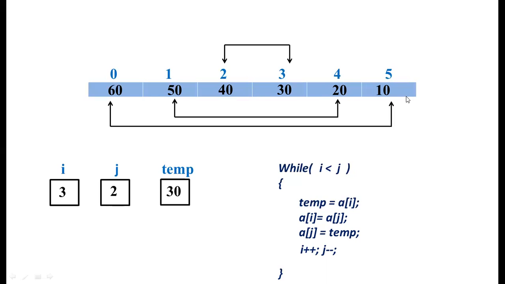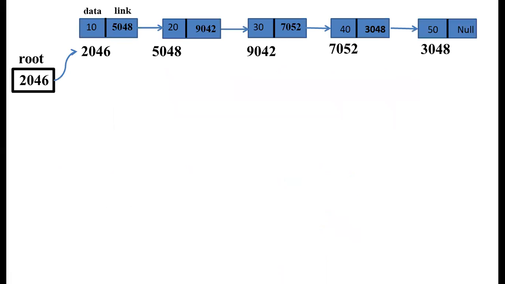Now, let us consider the single linked list with 5 nodes which are connected like this, where the root is pointing to the first node. Now let us see how to reverse all the elements in the single linked list by applying the logic we have seen in the previous array case. So here first we have to swap the first node with the last node.